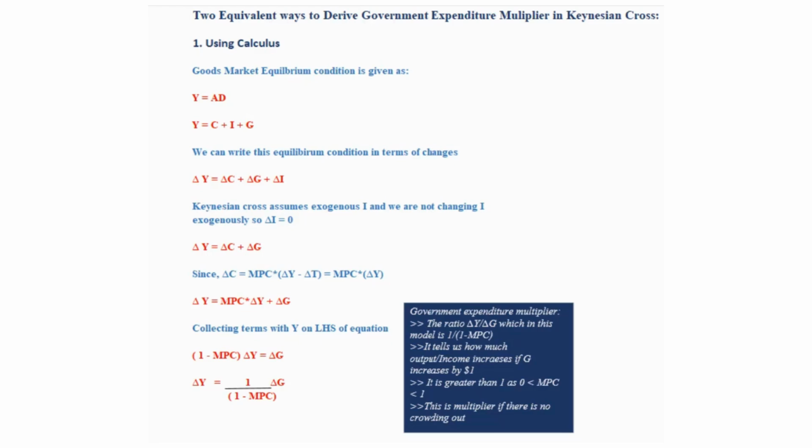And from here, we just make delta Y the subject. So this becomes delta Y is 1 by 1 minus MPC times delta G. Now the government expenditure multiplier is given to us as the ratio delta Y by delta G, which is just 1 by 1 minus MPC. This tells us that if we increase G by $1, by how much will output or income change? And this is greater than 1 as MPC is between 0 and 1.